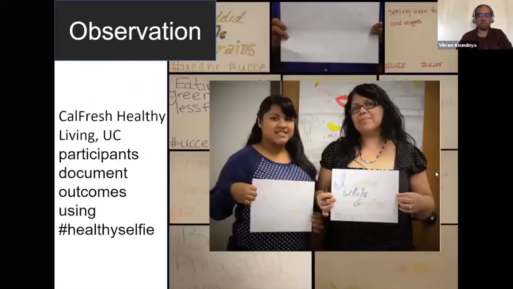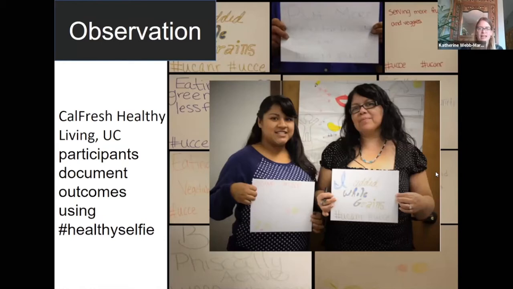Next slide, please. So yeah, we like this example. It's actually from CalFresh Healthy Living UC, but it worked with a lot of young people. And so they had them document their nutrition outcomes using this hashtag healthy selfie. I know it's hard to read those behind there, so I'm going to read a couple, but people would actually communicate and report outcomes like, I added whole grains, I'm eating more greens and less fatty foods, I'm eating more vegetables and fruits, I'm being more physically active. So those are all self-reported behavior changes, and they were able to capture that data in this engaging, fun way through these healthy selfies.